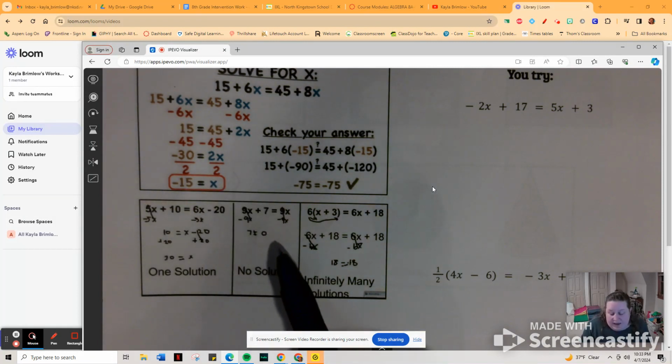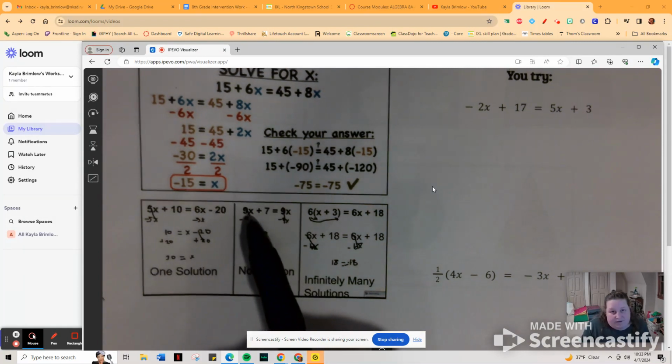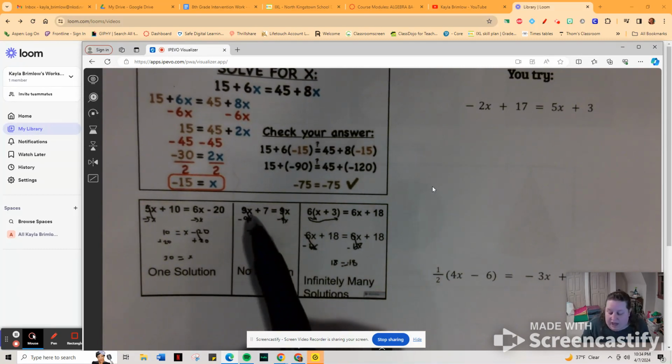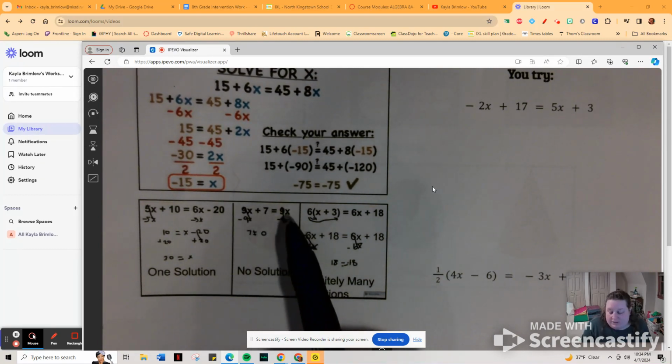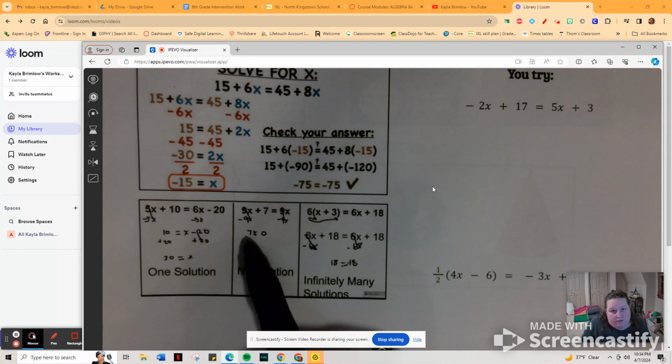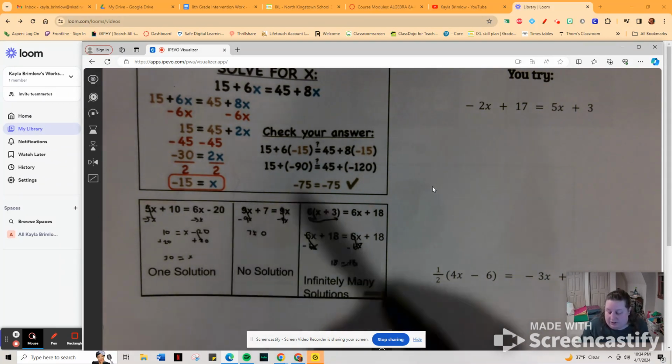For equations that have no solution, when simplified, you're going to notice that they have the same exact variable term. However, they will have different constants on each side. If you solve them all the way through, you'll find that one number does not truly equal another number, like this example here.